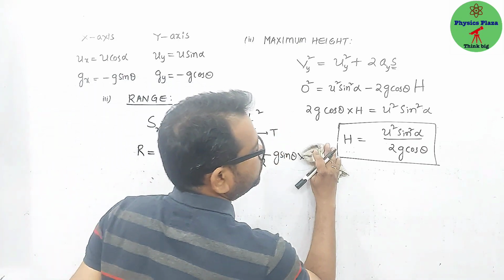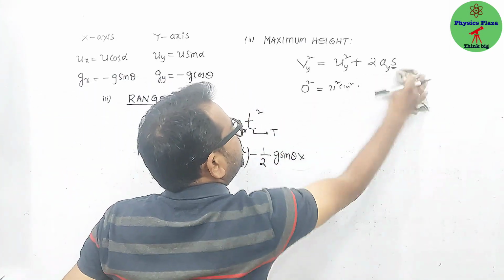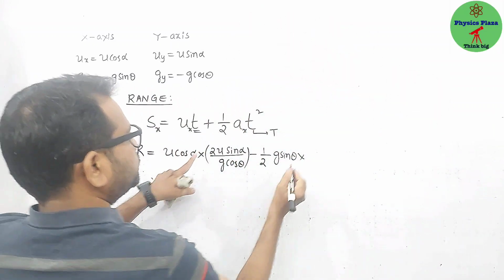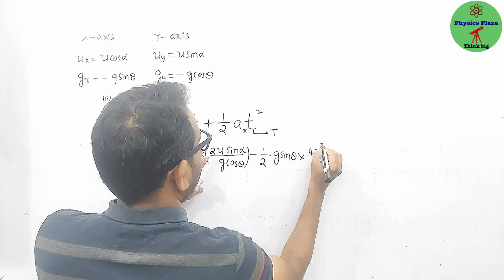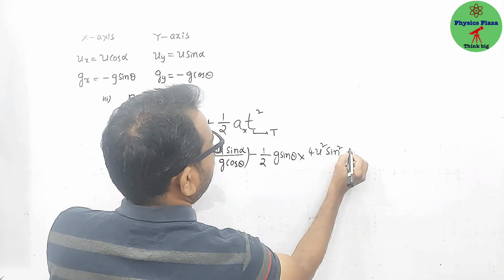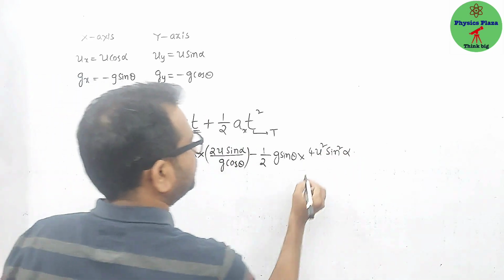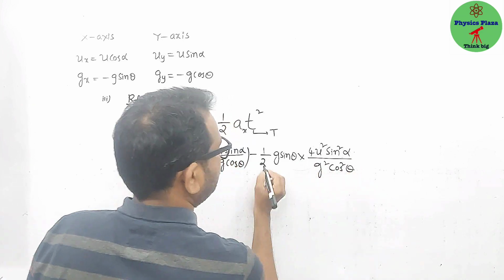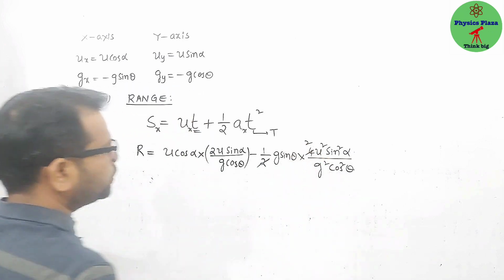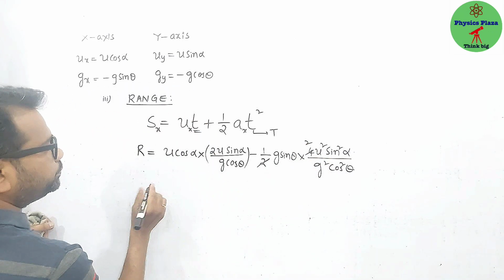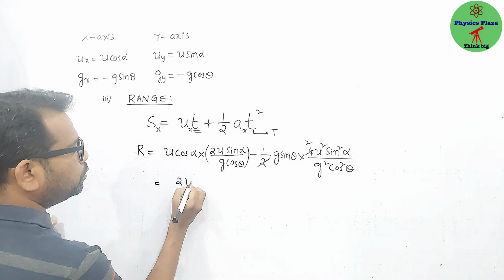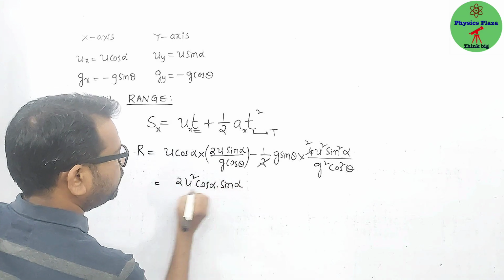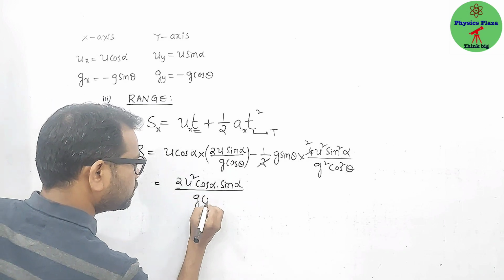Okay, can I erase this maximum height? Okay, fine. This is not required for us now. So fine, just last we'll try to write all together. So this is going to be 4u square sine square alpha, directly in the place of t I am substituting time of flight, don't get confused, by g square cos square theta. Two ones are two, two twos are four. Okay, now u into u square. This will be 2u square cos alpha into sin alpha by g cos theta.